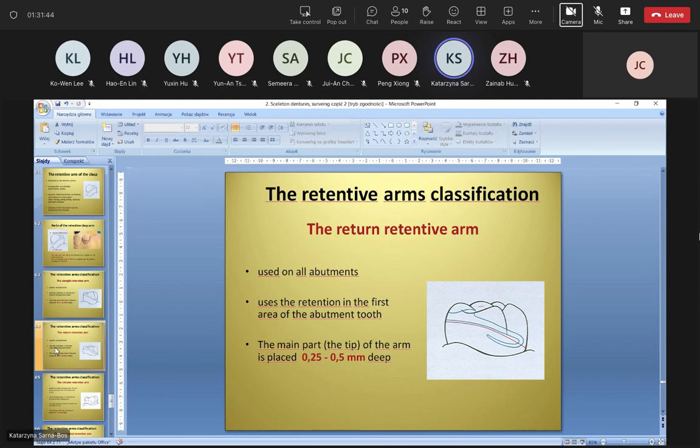The return retentive arm is also used on all abutments. This kind of clasp uses the retention in the first area of the abutment tooth, so close to the gap, the first area of the abutment tooth. The main part, the tip of an arm, is placed 0.25 to 0.5 millimeter deep.